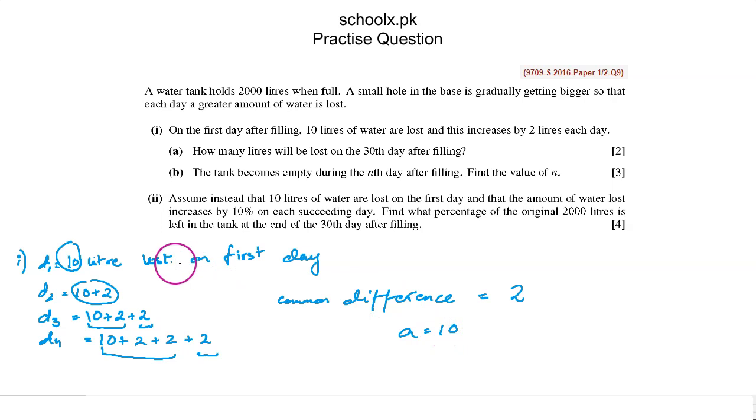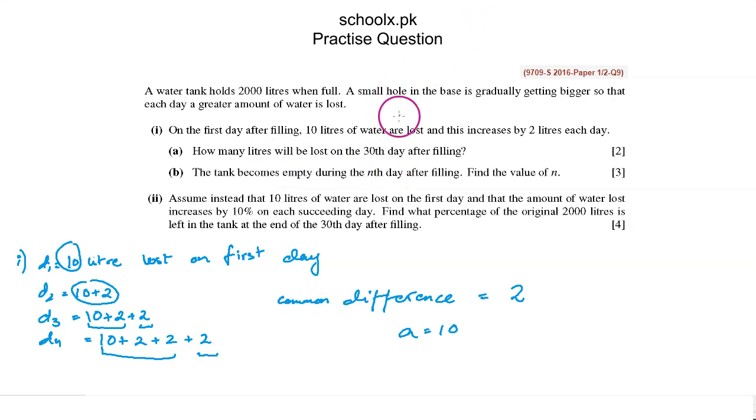right? And the water loss is following an arithmetic pattern because the water loss the next day is 2 more than the water loss on the previous day, right? Like 10, 10 plus 2, 10 plus 2 plus 2, 10 plus 2 plus 2 plus 2, and so on. Alright, then they ask us to find how many liters will be lost on the 30th day after filling.